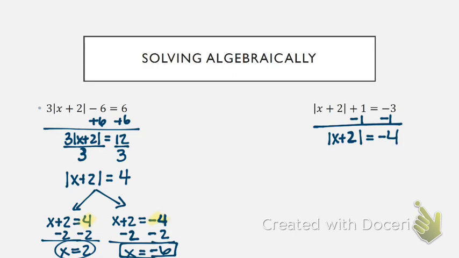Once the absolute value piece is by itself, we break up into 2 equations. The first equation, we just copy down exactly what we're dealing with. And the second equation, we flip the sign of the answer. However, here, I want to point out something.